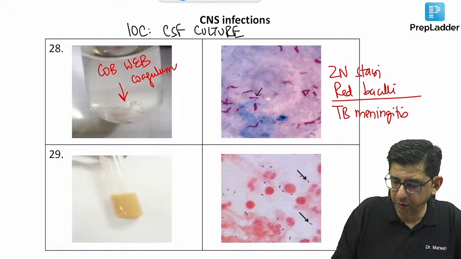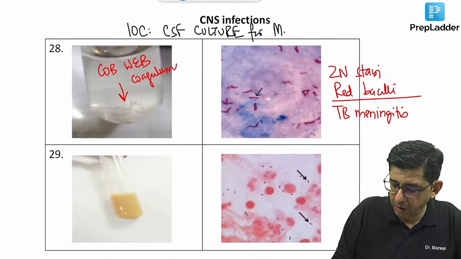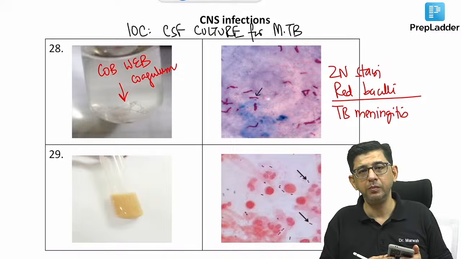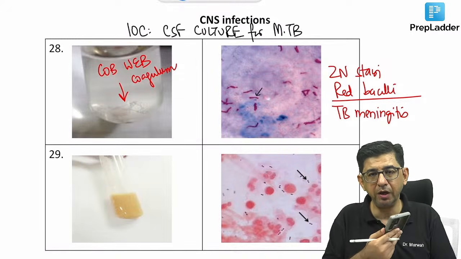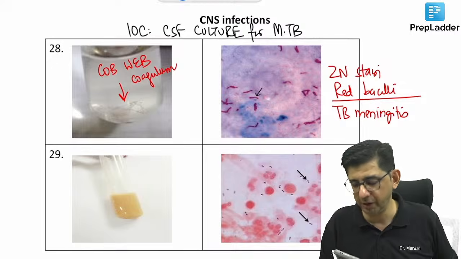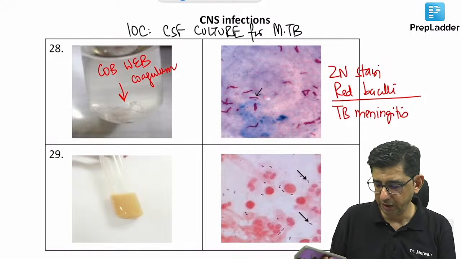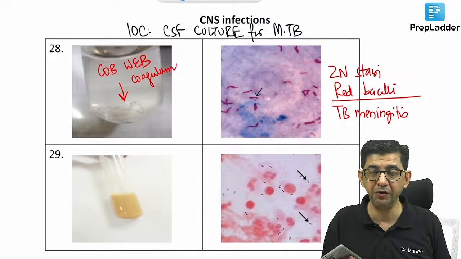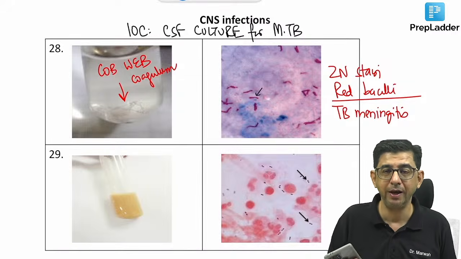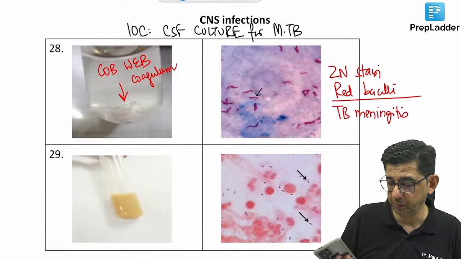for Mycobacterium tuberculosis, and the culture report will take some time to come. So obviously I can do a PCR, I can do a CB NAT, but ideally it is a CSF culture for Mycobacterium tuberculosis. So I need to be a little more proactive and wait for the culture report before I say it is a sure tubercular meningitis. So I said empirical antitubercular treatment would be started.